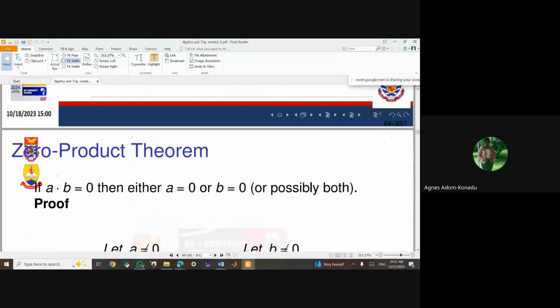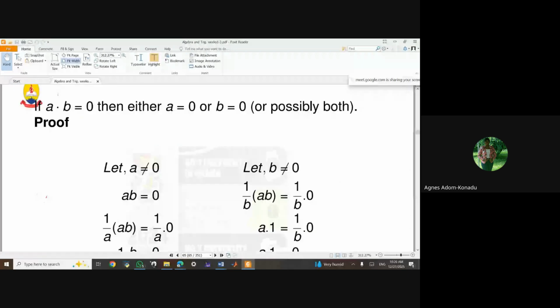Then we have the zero product theorem. I can ask you to state and prove it. The zero product theorem says that if A dot B is equal to 0, then either A is 0 or B is 0, or possibly both. So if I have the product of two numbers giving me 0, then either one is 0 or both of them are 0.